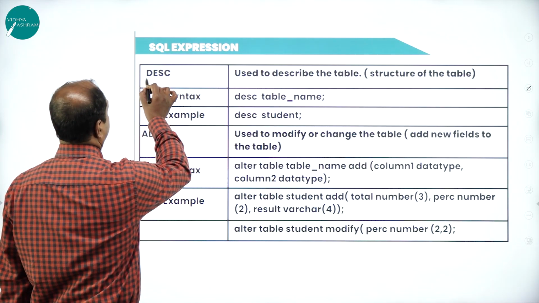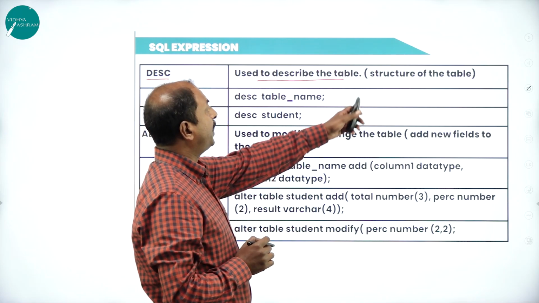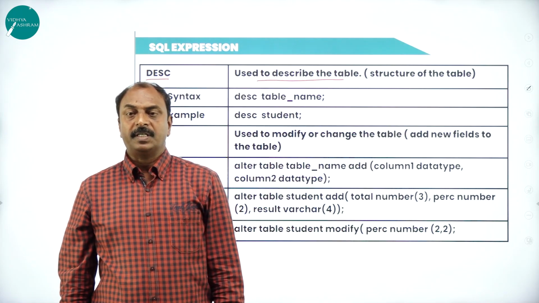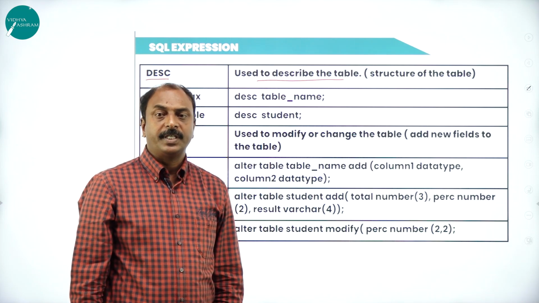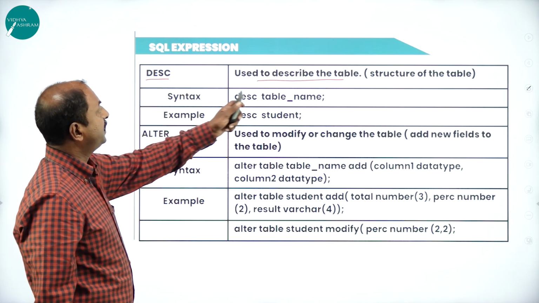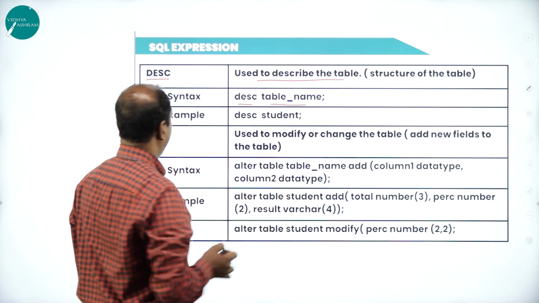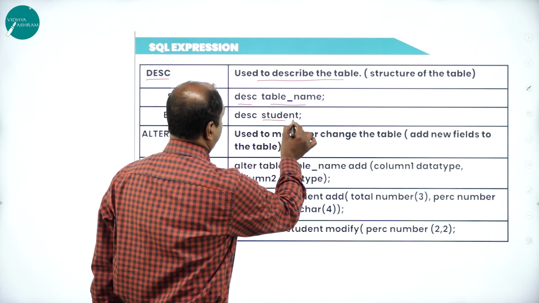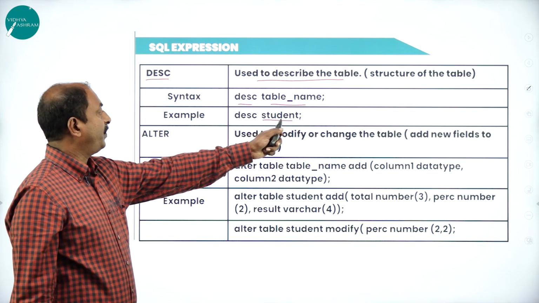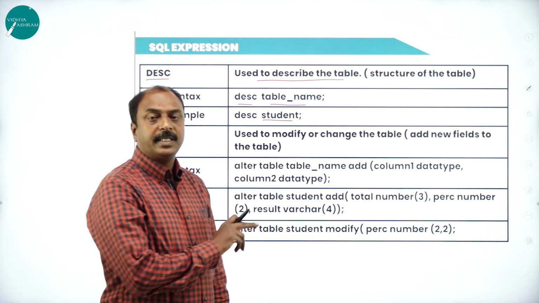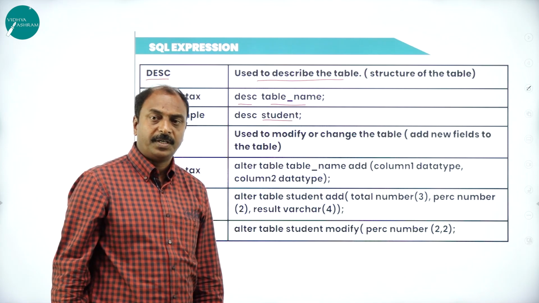Here DESC, this is description. This is another command used to describe the table, or it displays the structure of the table. The structure of the table is nothing but the number of columns with data type and the size of the data type that we have created. So DESC stands for describe the table, and the syntax is DESC space table name. And example, DESC space student. Student is the table name that you created in our previous slide. As soon as you execute this command, it is going to display the table structure with the number of columns along with the data type and the size of the attribute.